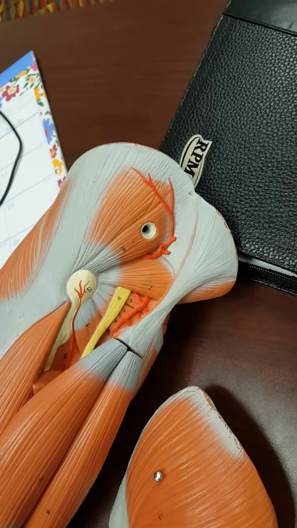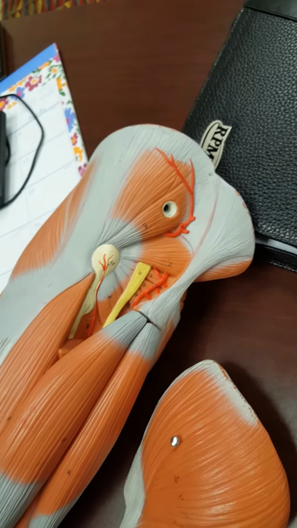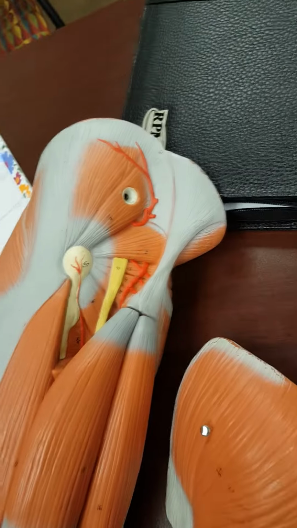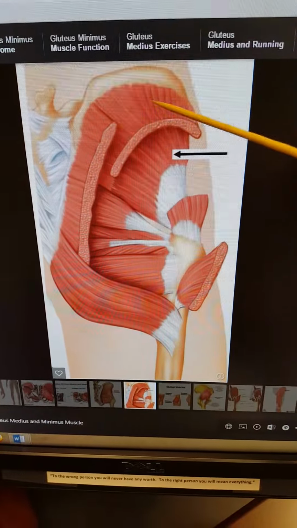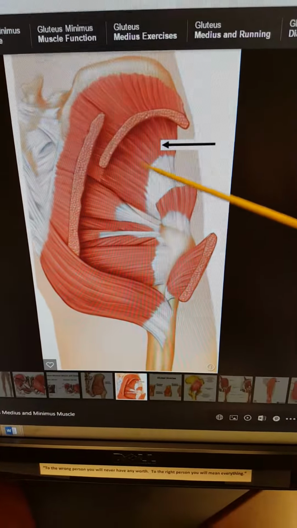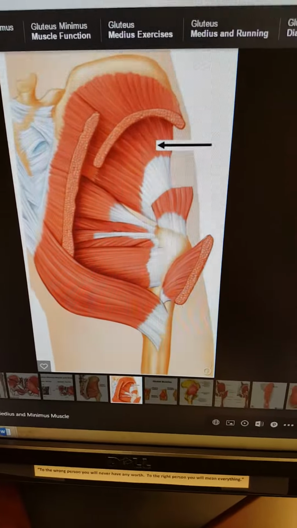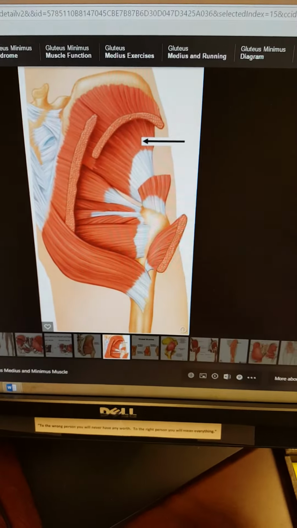I can't show you Gluteus Minimus on this particular model. It's a very deep muscle, but I will show you here on this picture. Here we have our Gluteus Maximus, Gluteus Medius. Deep to Gluteus Medius is Gluteus Minimus. So if we test you on that, we'd have to show you that picture.